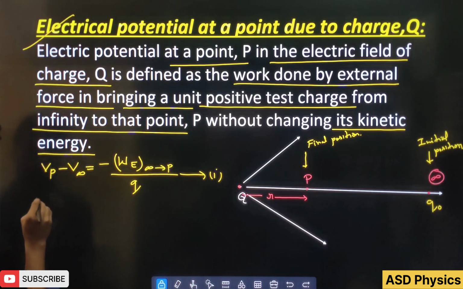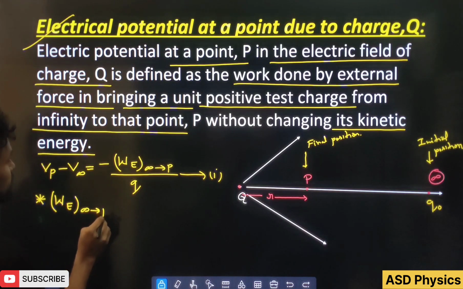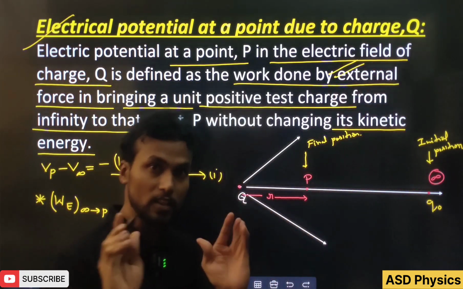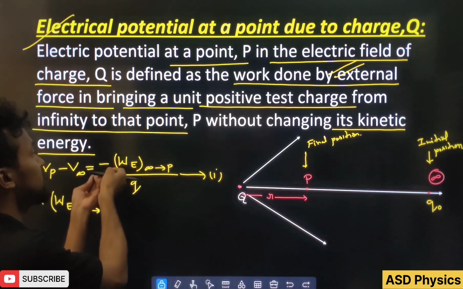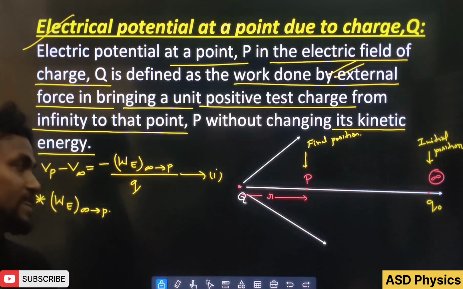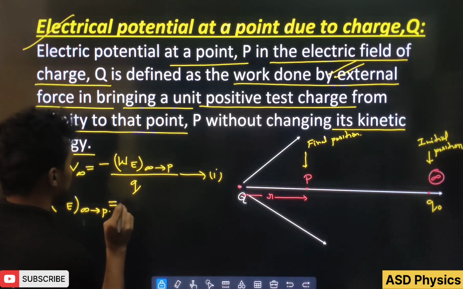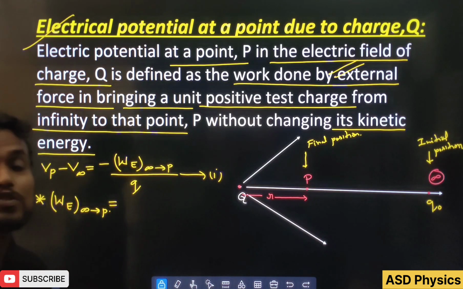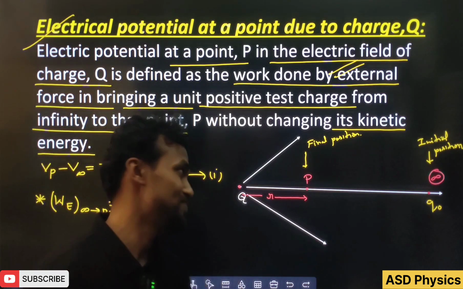After that, students, we will calculate the work done by the electrostatic force from infinity to P. Again I'm telling you, in the question they have given external, but external is the negative of the electrostatic, that's why we have written like this, okay. So now here this work is done by the variable force, that means we have to do the integration, okay students.